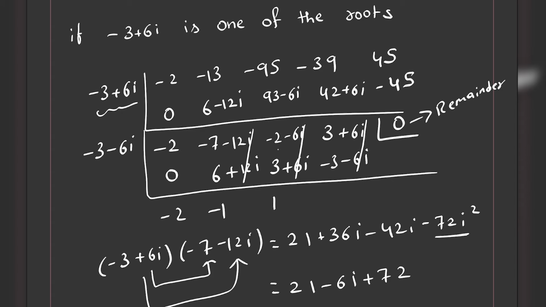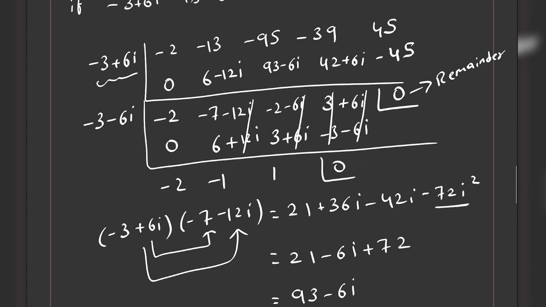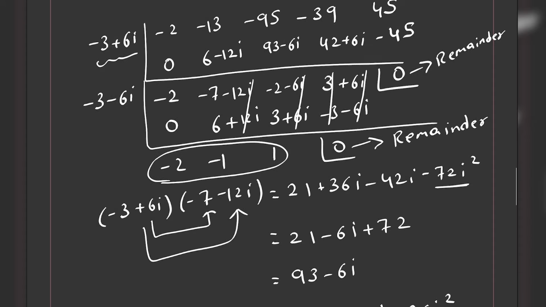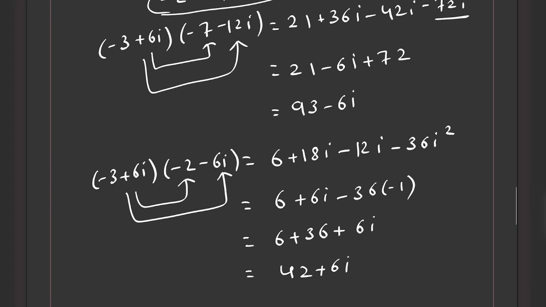Again, 6i minus 6i gets cancelled. 3 minus 3 is also 0. So both of them get cancelled. So we got another remainder of 0, indicating that minus 3 minus 6i is also a solution for our polynomial. So these are your coefficients for your quadratic factor, right? So let's write that in the quadratic form.